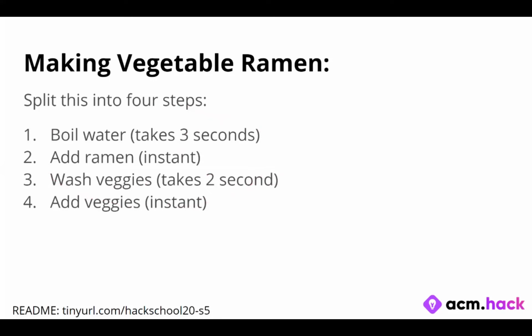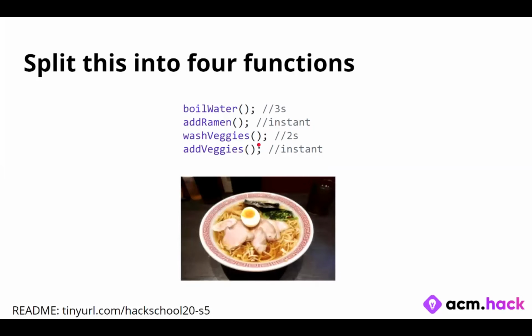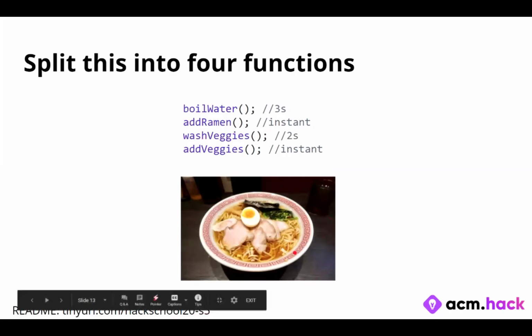So we can then split these 4 steps into 4 functions. We have a boil water function that takes 3 seconds. We have an add ramen function, and then we have a wash veggies function, and then we have an add veggies function. Yeah, we're using seconds just to save time. We don't want to actually wait for 3 minutes, otherwise our workshop would take forever. And then after that, we'll have our beautiful ramen, which will hopefully look something like this.